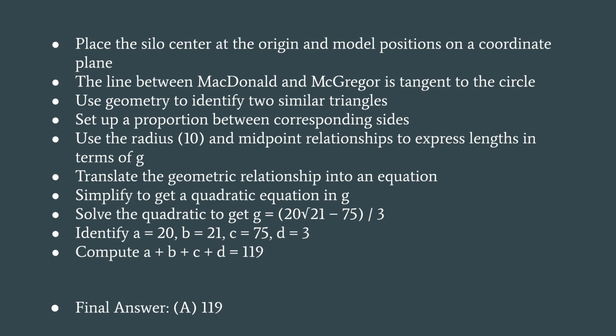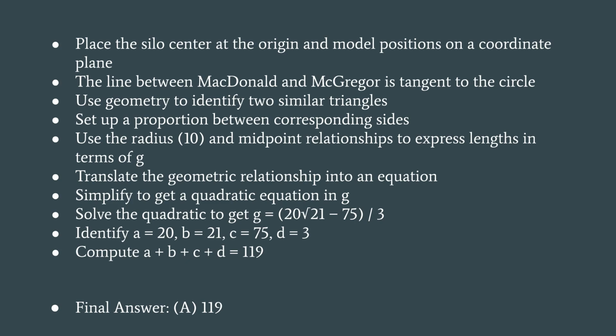Using these relationships, we translate the geometry into an equation comparing the scale distances. After simplifying that relationship, we end up with a quadratic equation in g. Solving this equation gives g in the form of a square root expression. Simplifying that expression gives g equals (20 square root of 21 minus 75) all divided by 3.